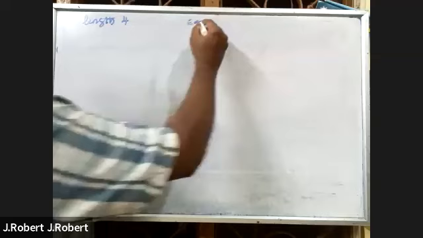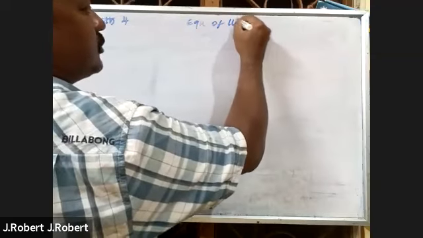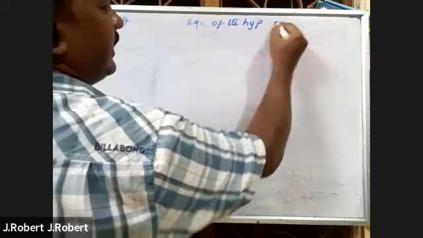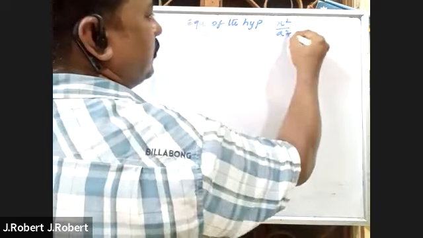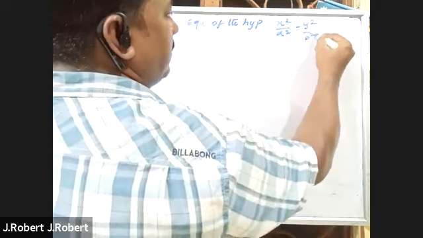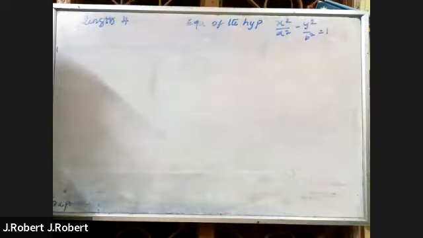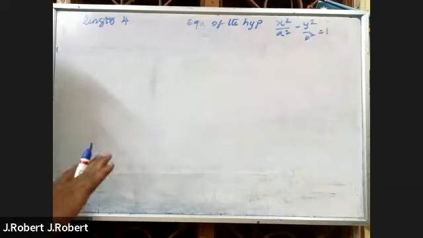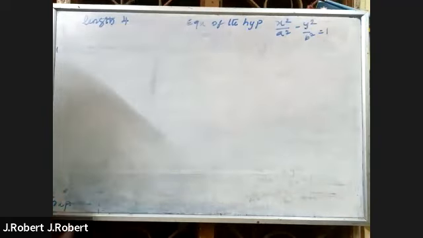So observe, the equation of the hyperbola. What is the equation of the hyperbola if its center is at the origin? Then I can write this as x square by a square minus y square by b square equals 1. This is the standard form. Don't get confused about conjugate and transverse; only in some particular cases does it change. Otherwise the standard is the same thing.